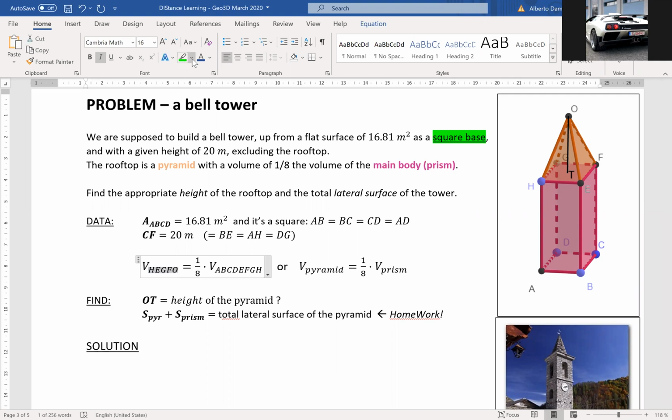Maybe if I have an orange, no, there's no orange. Well, I'll try to highlight it in yellow. Okay, so HEGFO are the vertices of my pyramid. H, G, E, F, and O are the 5 vertices of my pyramid, and that's what I'm using as a name for the pyramid.